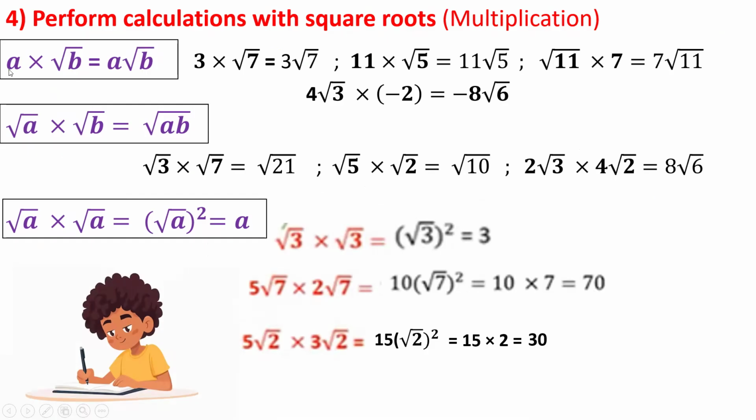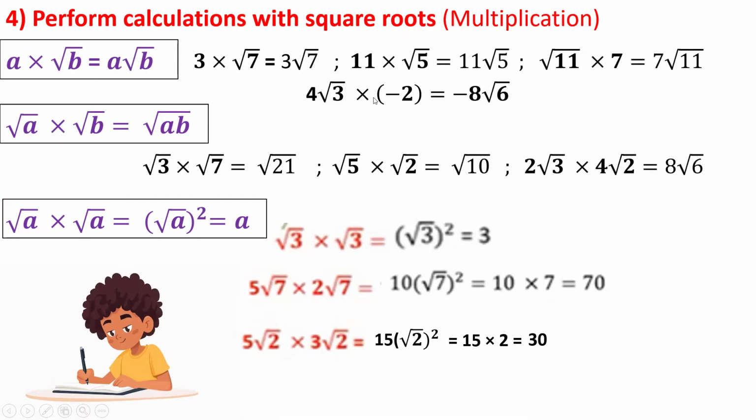If I have a times radical b, a number times a radical, or radical b times a, it is a radical b. For example, 3 times radical 7 is 3 radical 7. 11 times radical 5 is 11 radical 5. Radical 11 times 7, also I'm applying a radical with a number, so it's 7 radical 11.